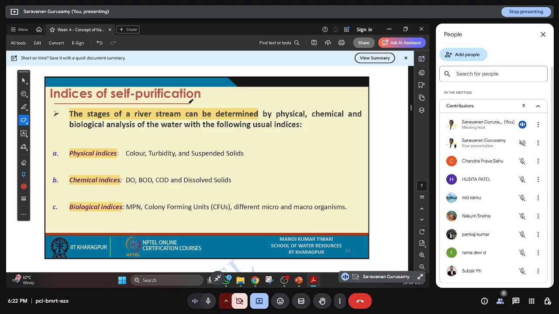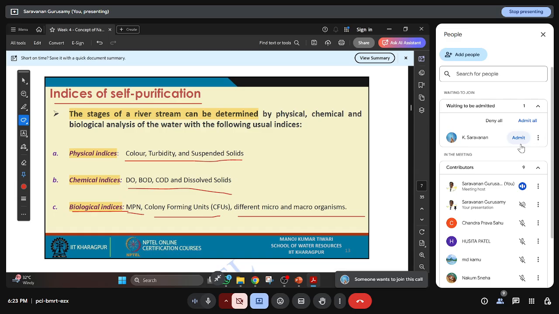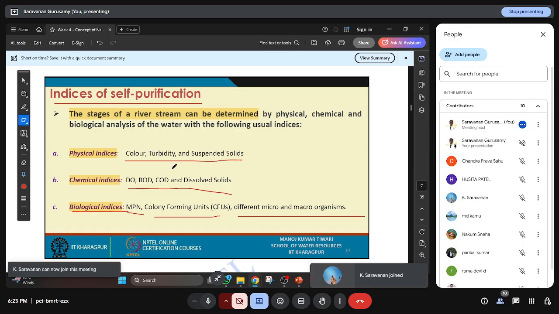How can we find the self purification? We have some indices, right? Physical indices like color, turbidity, and suspended solids. We can classify the zones. Then chemical indices like DO, BOD, COD. If the DO is minimum, we can indicate that as a septic zone. Biological indices like MPN, that is the most probable number, to find the fecal coliforms, colony forming units, and different microbes. Whenever there are protozoa, we can identify that as a recovery zone. Whenever there are only mosquito larvae and fungi, we can say that it is a septic zone. So we have indices to classify the zones.